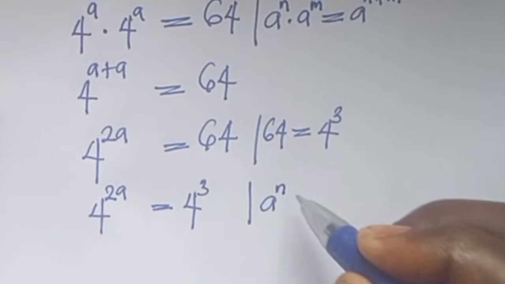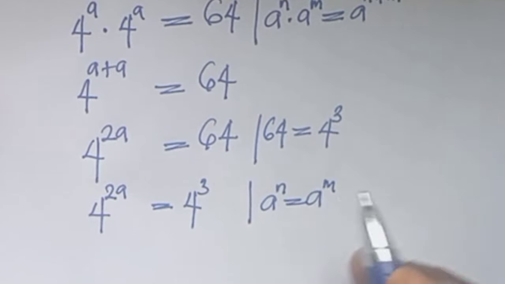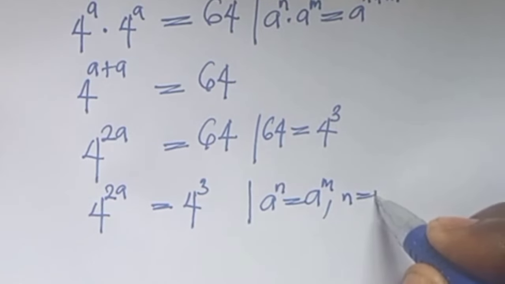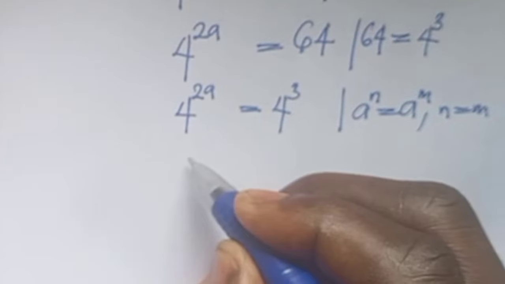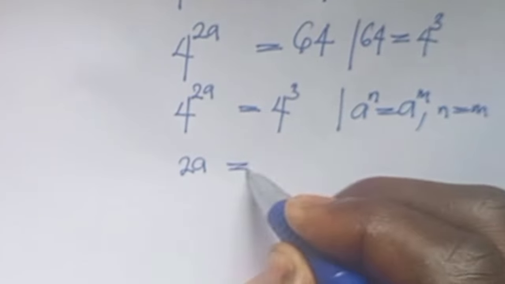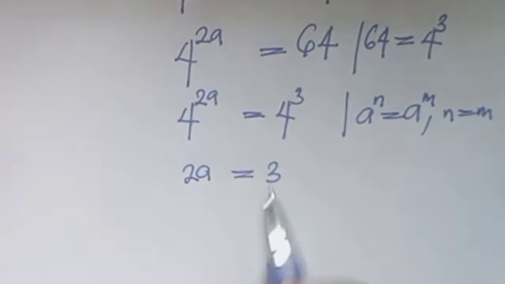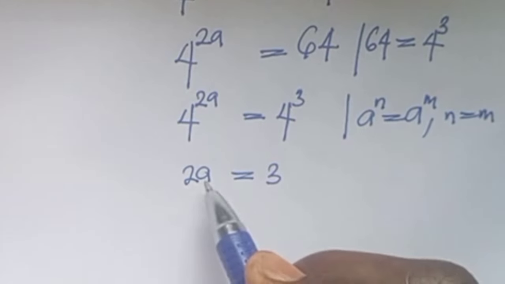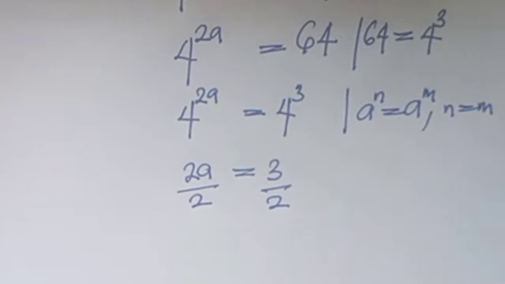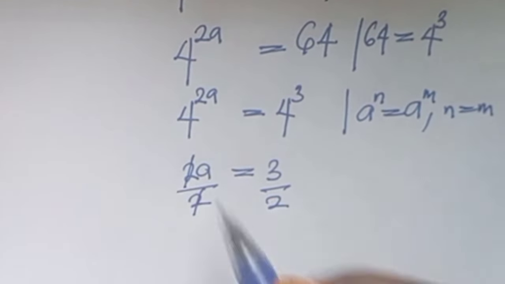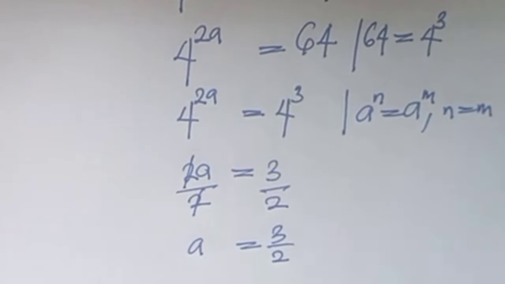Recall that a to the power of n equals a to the power of m. When the bases are equal, we can equate the powers, n is equal to m. This is in the form of this law, so we can write 2a equals 3 because they have the same base of 4. So we can divide both sides by the coefficient of a, which is 2, over 2, so that 2 will cancel 2. What will be left is a equals 3 over 2.